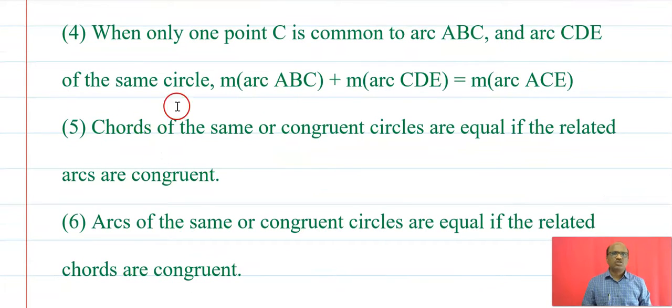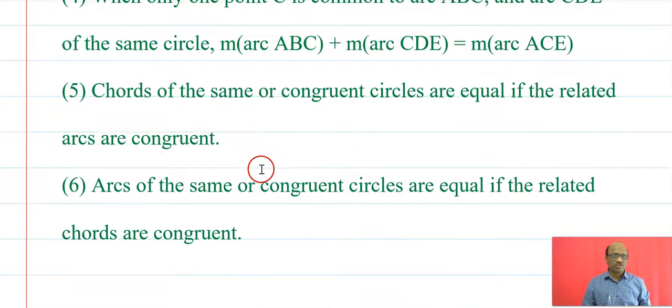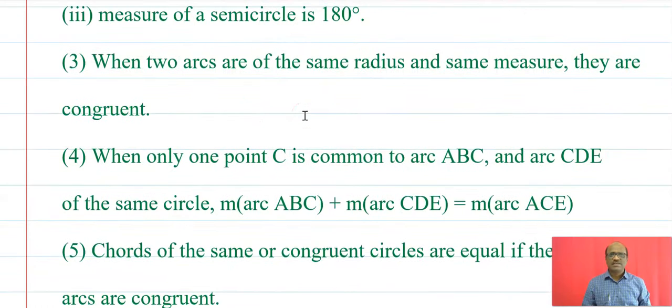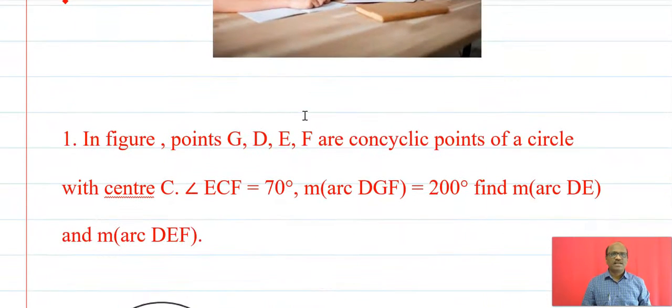Chords of the same or congruent circles are equal if the related arcs are congruent. Next, arcs of the same or congruent circles are equal if the related chords are congruent. These are the statements; you have to remember them. Now we'll start the practice set.